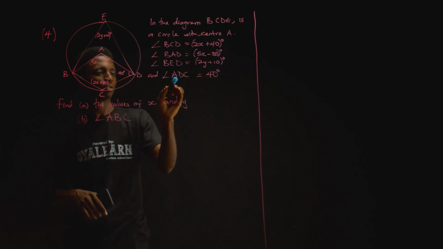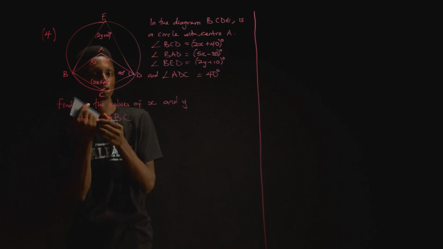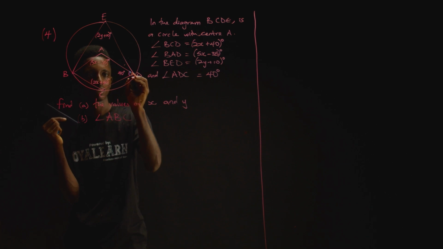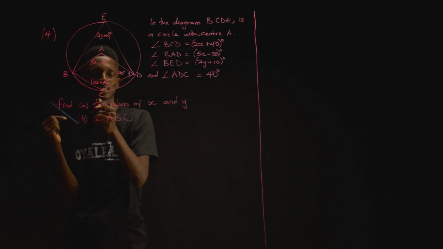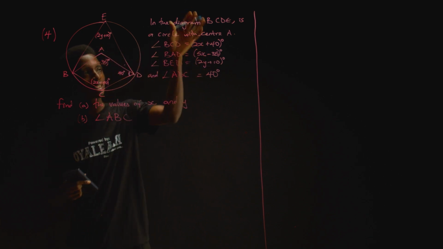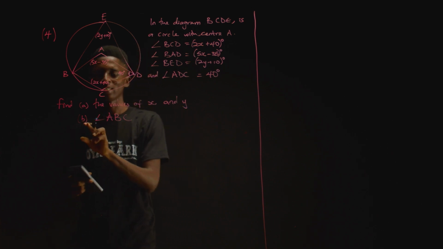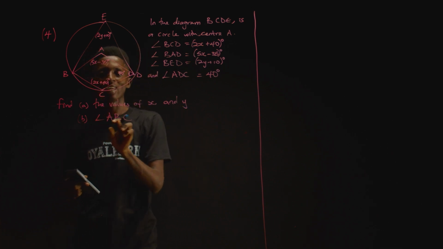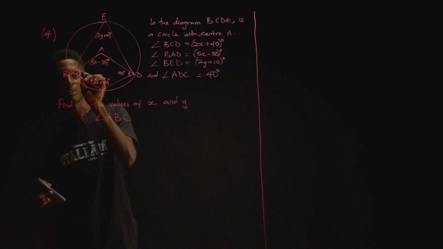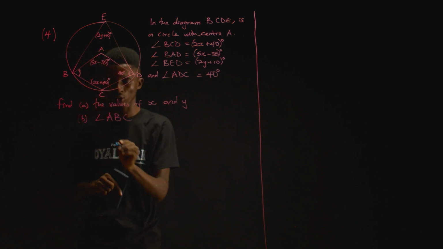And then angle ADC, so that is this angle here. It does not touch this angle at all. It's just this part. Yeah, ADC. That is 40 degrees. So given this detail, we are to find the value of x and y, and then the size of angle ABC. Now ABC refers to this angle here. So we're going to look for the size of this angle as well. So let's solve.